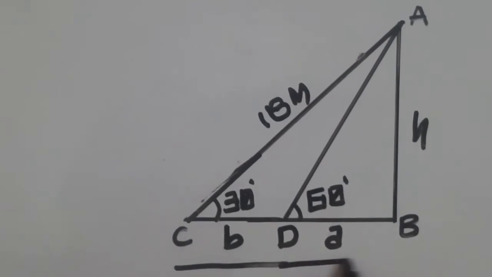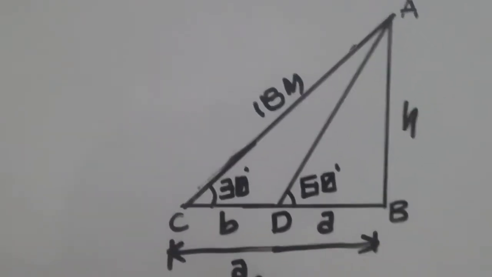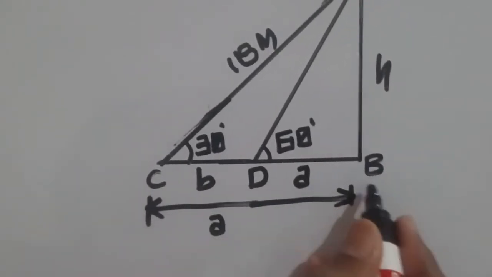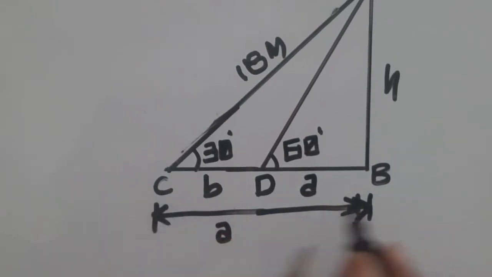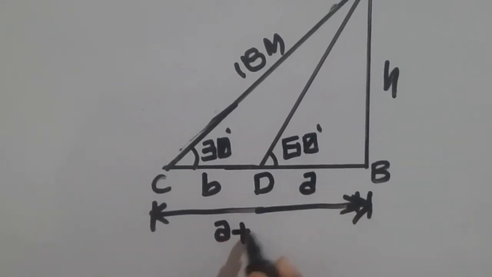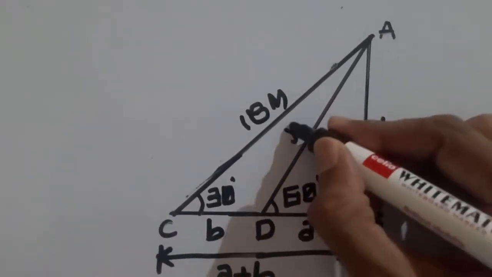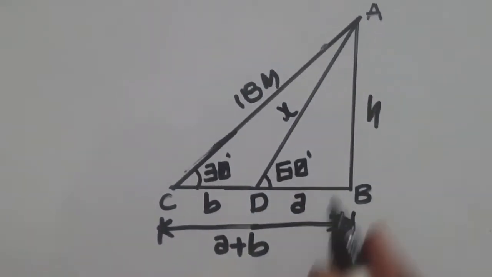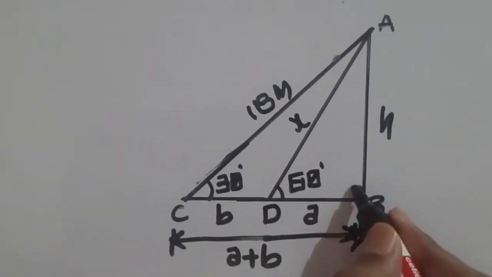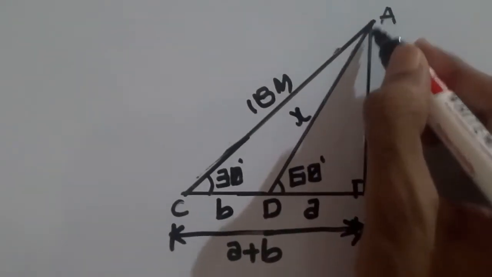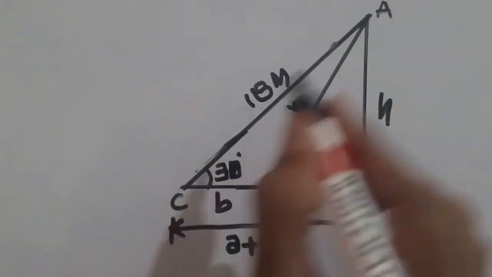The length of BC is equal to a plus b. Here AD is equal to x. Now first I will take triangle ABC, which is a right angle triangle. Afterwards I will take ABD. First, by taking triangle ABC, I will solve the problem.